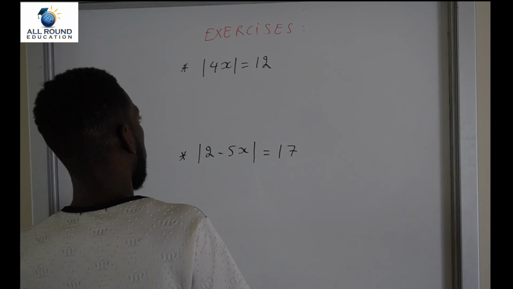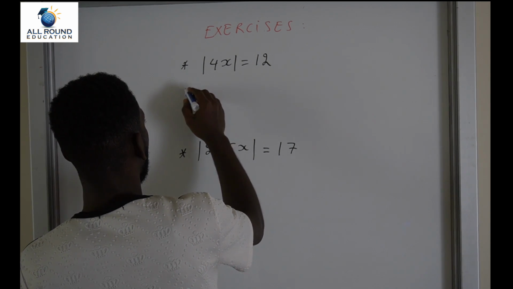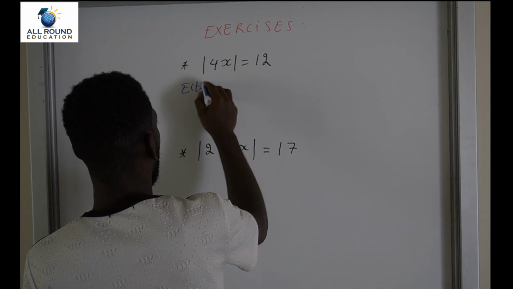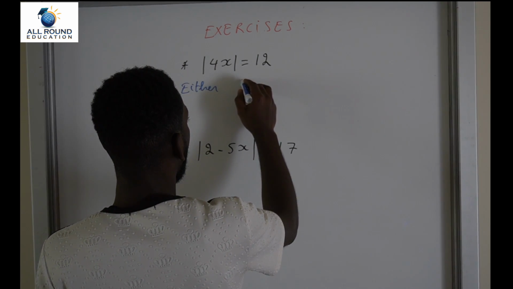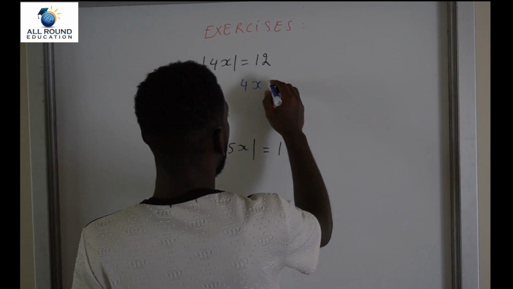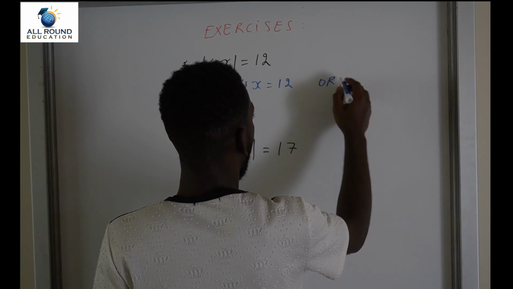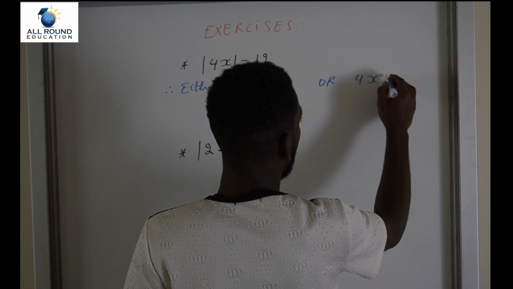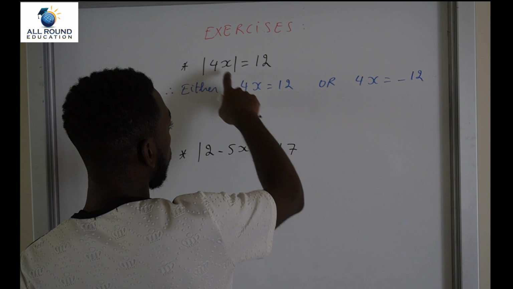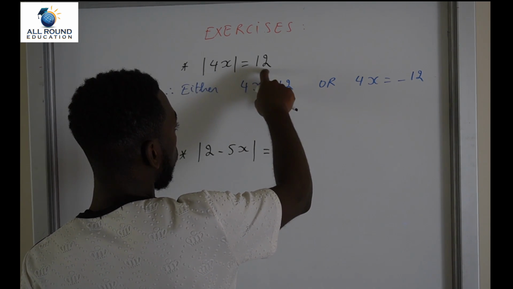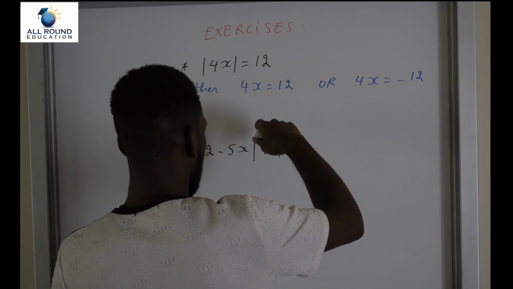So let's get started. Either 4x is equal to 12, or 4x is equal to negative 12. Why? Because we don't know the nature of x, so this value could be positive 12 if x is positive and negative 12 if x is negative.